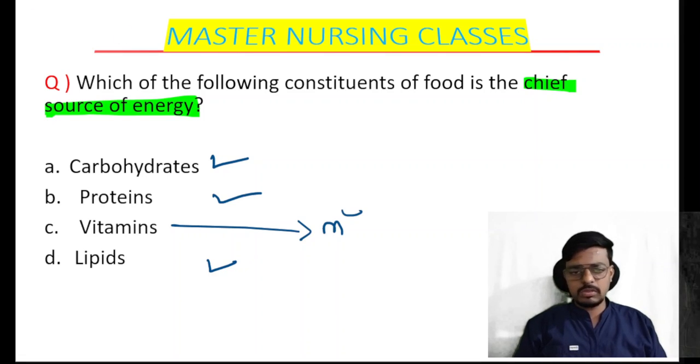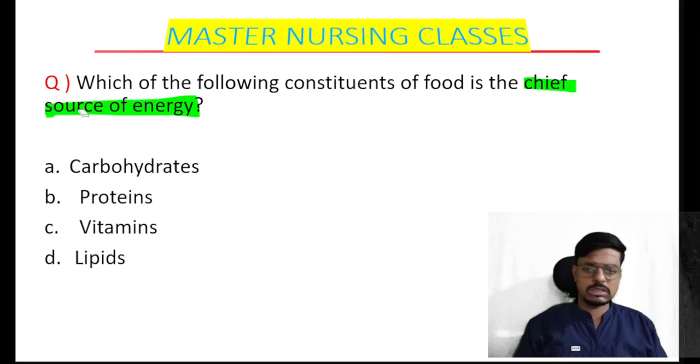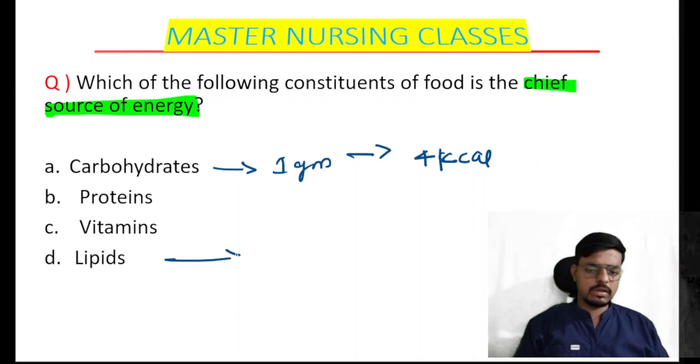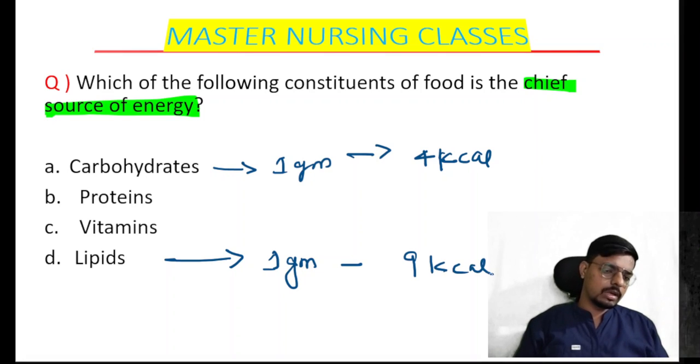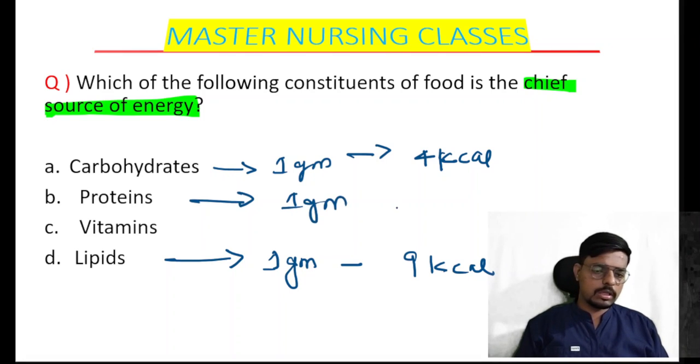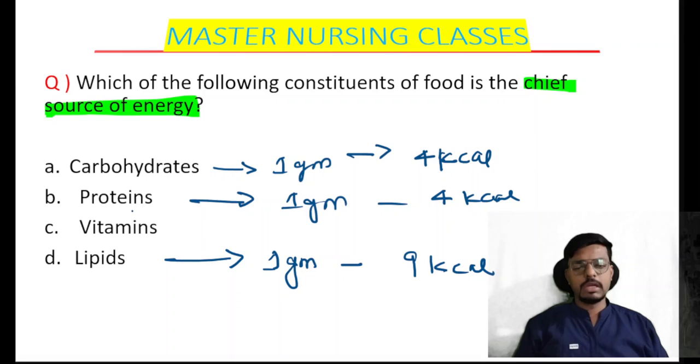Will the question ask only this much in upcoming exams? No, students. They can ask the question somewhere else. How much energy does 1 gram of carbohydrate give? 1 gram of carbohydrate gives 4 kilocalories. Then what about lipids, that is fat? 1 gram of lipid or fat gives 9 kilocalories. Then 1 gram of protein again gives 4 kilocalories. So it's very important.